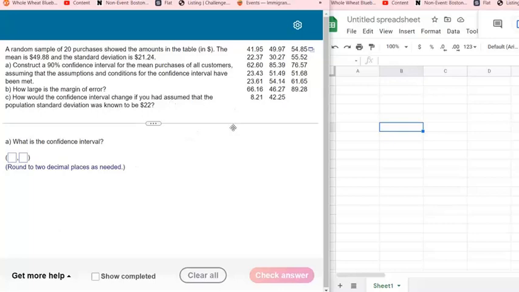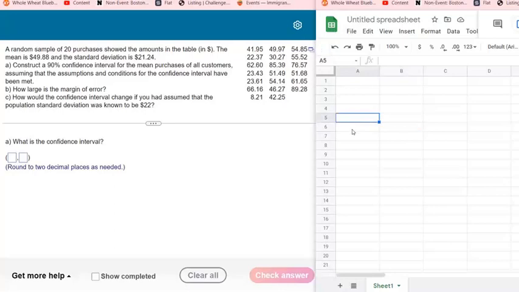We're asked to construct a confidence interval for a mean. So with any confidence interval, it's always the parameter you're trying to estimate. In this case, it's a mean, and it's plus or minus the margin of error, okay?